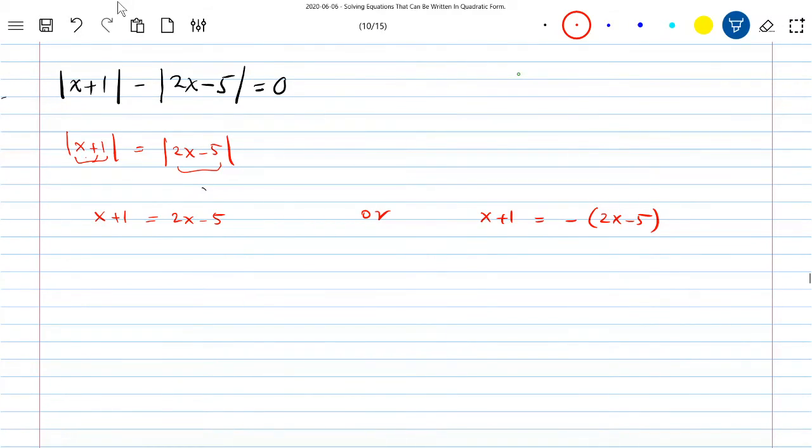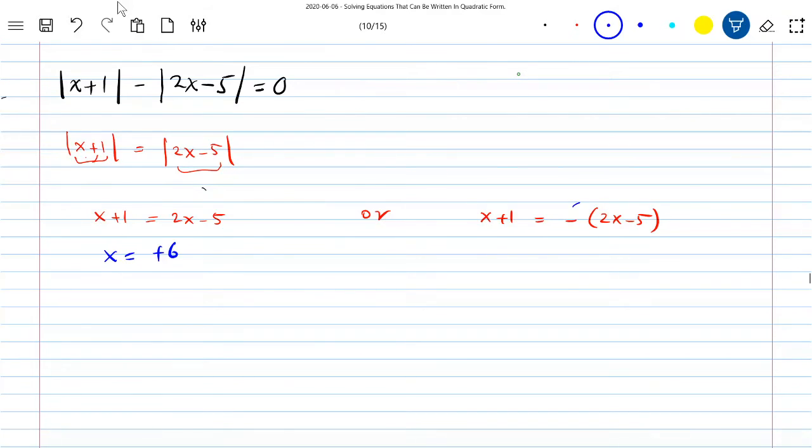Left side is 5, right side is negative 5. So the difference would be only a negative sign. Each one is a linear equation. You can solve each one. x plus 1 equals 2x minus 5. You can move the stuff around and get, I'm going to skip ahead, x equals, I believe, positive 6. Yes, positive 6.